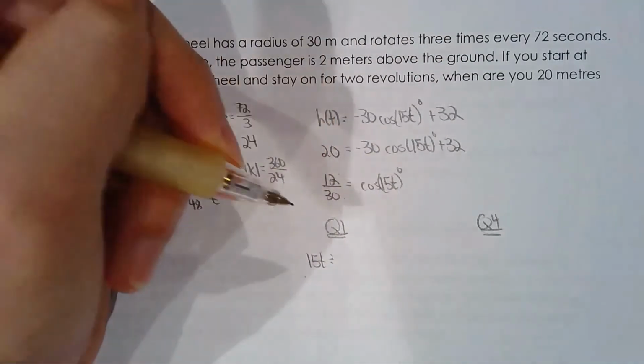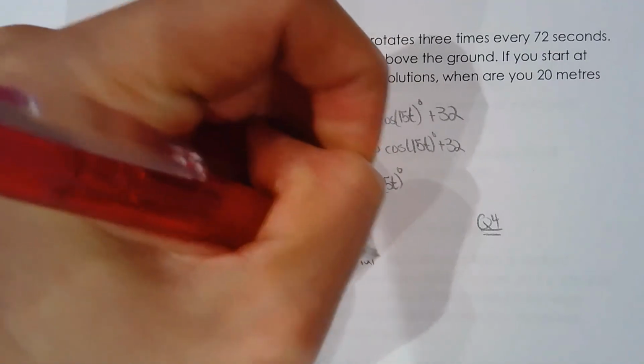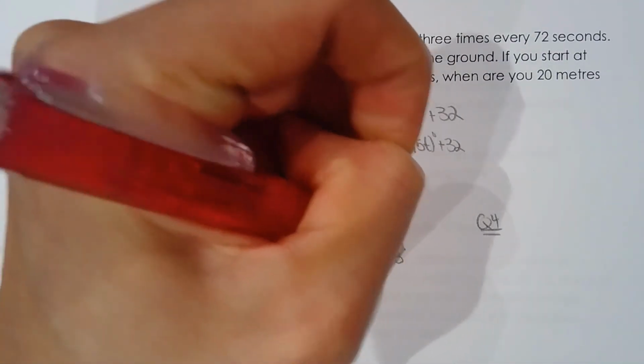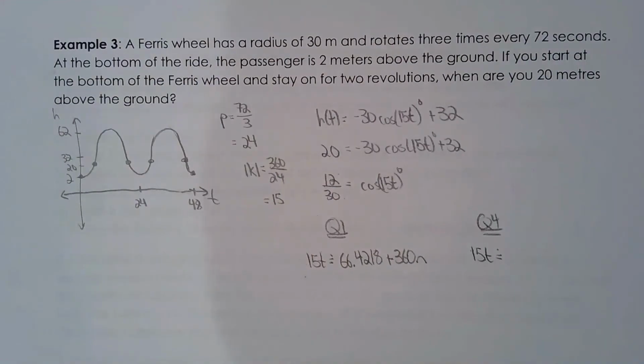Time to solve for t, which is very easy. Divide both sides by 15. And that 360 becomes one of our friends. What does it become? You guessed it. 24, the period, which makes perfect sense. The rider is back at the same spot on the Ferris wheel after every 24 seconds.